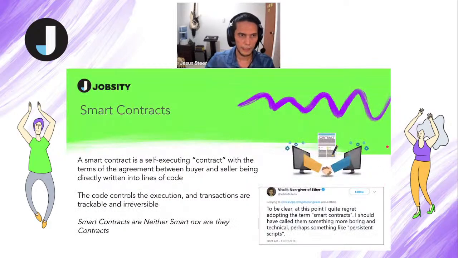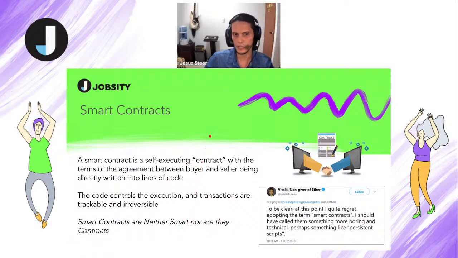It is also important to understand the concept of smart contracts. A smart contract is a self-executing "contract", with the terms of agreement between buyer and seller being directly written into lines of code. There is no need for it to be a buyer and seller, just two parties. Why in quotes? I will explain in detail next. The idea here is that smart contracts are not exactly contracts. As it says here, smart contracts are neither smart nor are they contracts.